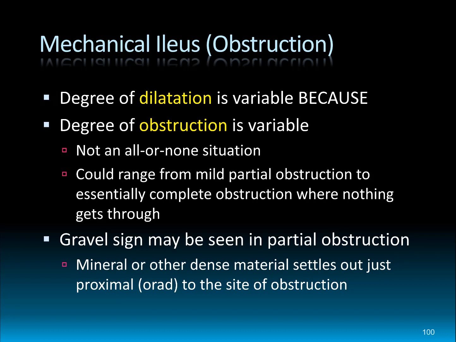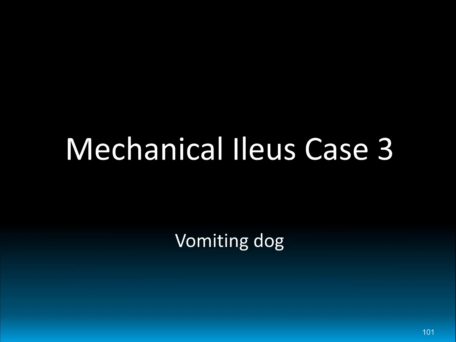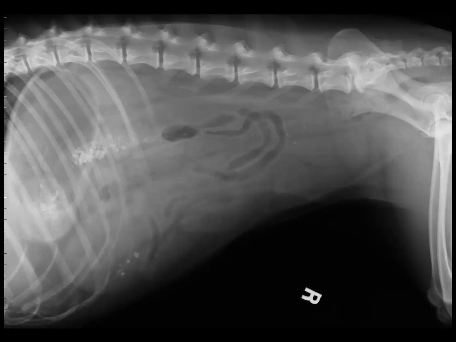When there is a partial obstruction, you may see a gravel sign, which is where mineral opacity material can settle out or will settle out just proximal or just orad to the obstruction. And that suggests that we're going to see that right here. So in this vomiting dog, again, I see a distended stomach. It's moderately distended with gas and fluid and maybe some heterogeneous material, including some mineral.